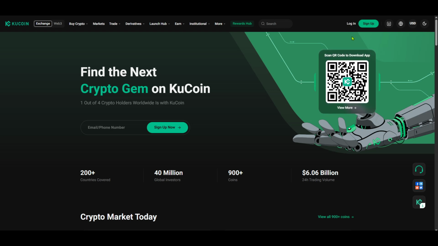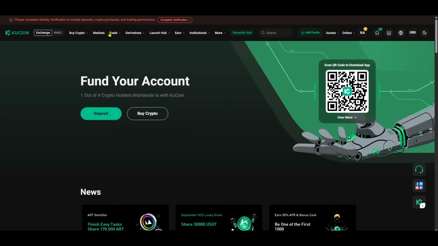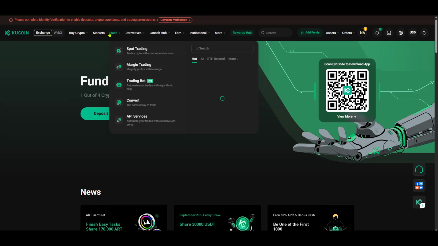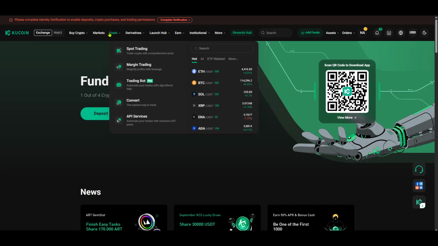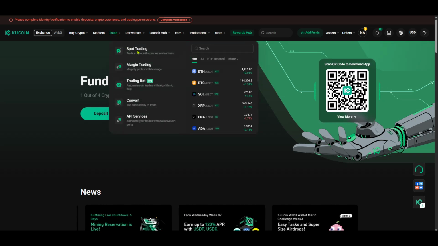Once you're logged in, you'll land on the Kucoin homepage. From here, look for the Trade button, which is typically clearly visible and signifies the beginning of the fun part. Trading. Clicking on Trade will present you with several options. What you want is spot trading. This option deals with the direct exchange of cryptocurrencies, different from futures or margin trading, which involve more complexity.